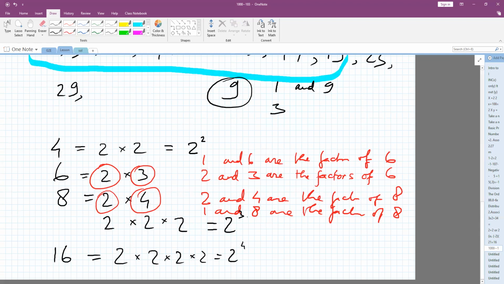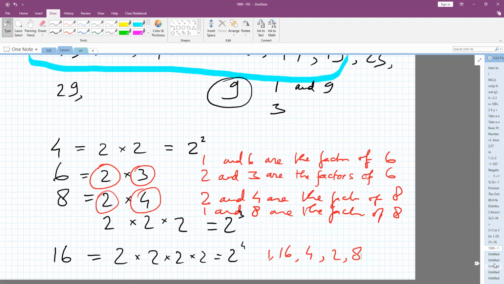Now, what about 16? What are the factors of 16? 4 times 4. So 4 is a factor of 16. And 1 and 16, very good. Is there one more? Actually 2 more. 2 times 8, so 2 and 8 are also factors of 16. No, that's all.